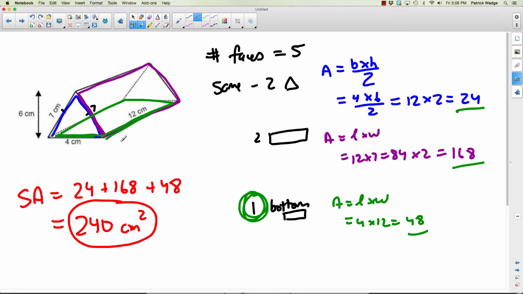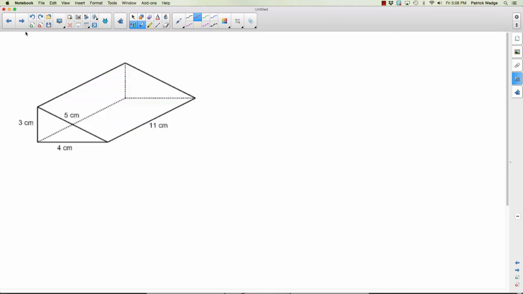If you understand, skip to the end and get the assignment. Otherwise, I'm going to do one more. So it's a triangular prism. How many faces does every triangular prism have? 2 triangles and 3 rectangles. So which ones are the same?